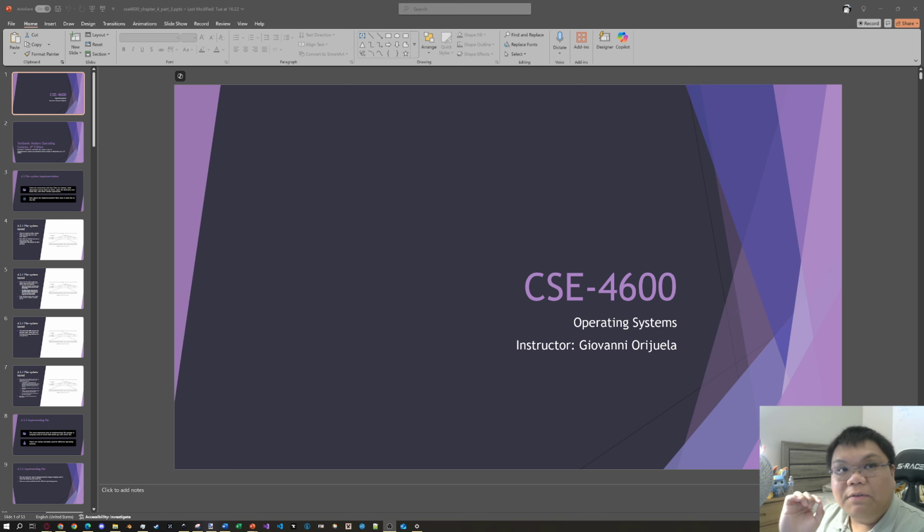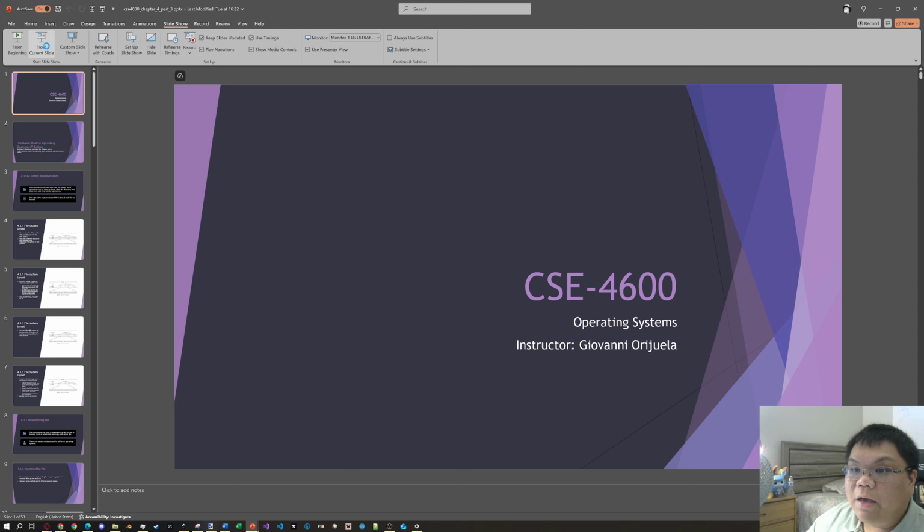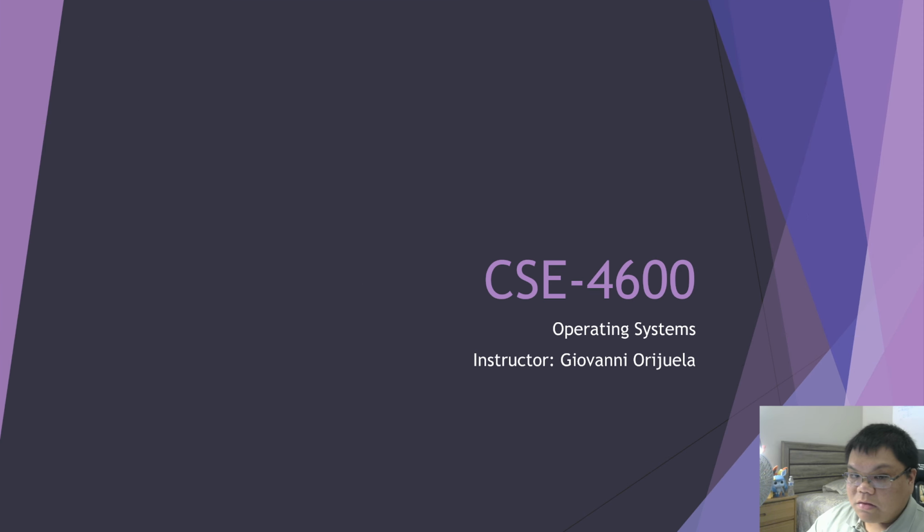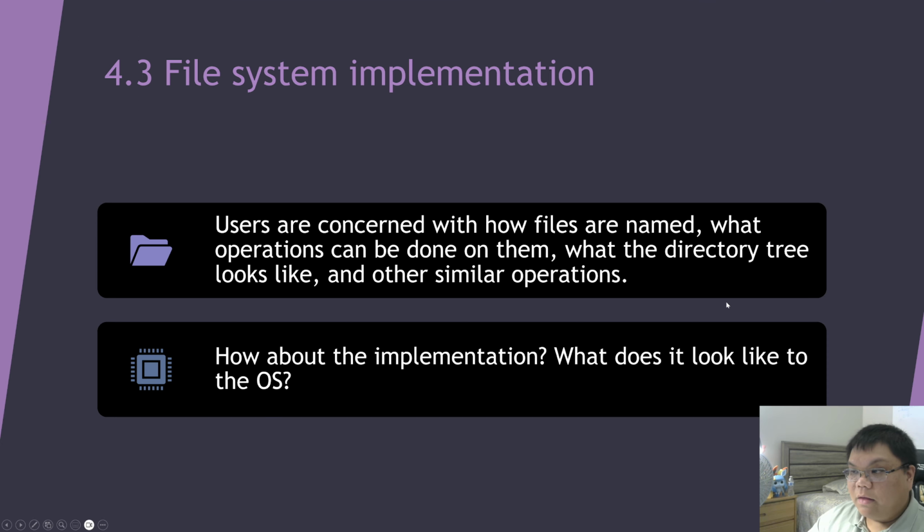Alright, so let's finish off our discussion on files in file systems by looking at how a file system is implemented. So I'll begin the slides right here, and here we go. Okay, so at the user's viewpoint, users are concerned more with how files are named, what we can do with files, what the directory tree looks like, and so on. But what does it look like to the operating system?